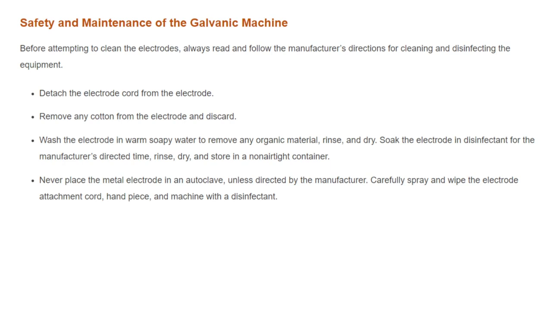Remove any cotton from the electrode and discard. Wash the electrode in warm soapy water to remove any organic material, rinse, and dry. Soak the electrode in disinfectant for the manufacturer's directed time, rinse, dry, and store in a non-airtight container. Never place the metal electrode in an autoclave, unless directed by the manufacturer. Carefully spray and wipe the electrode attachment cord, handpiece, and machine with a disinfectant.